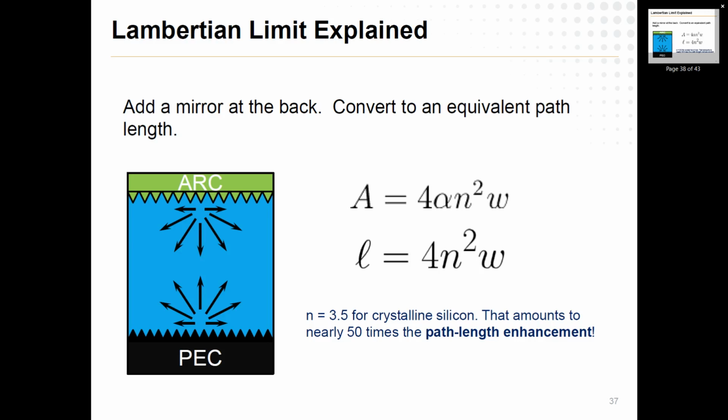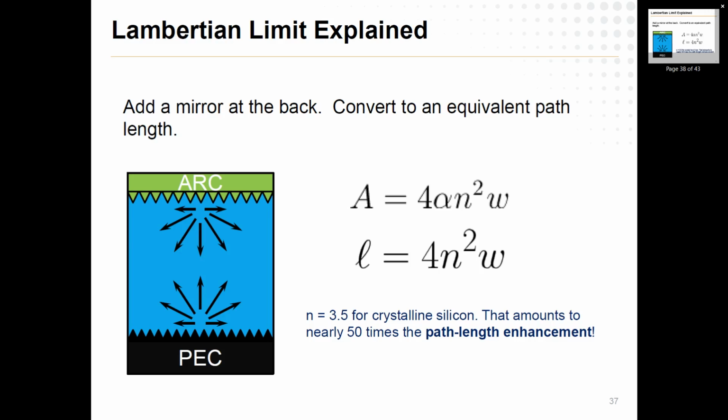So you take crystalline silicon, which has an index of refraction of about 3.5, and you square that, you get something like 9 or 12 or something. You multiply it by 4, and you get roughly 50. So at the end of the day, after all that rigmarole, you find that a crystalline silicon solar cell, if I make it really thin, and I have absolutely perfect diffuse scattering at top and bottom, a 1 micron solar cell will behave as if it were 50 microns thick. That's the upshot of all that.